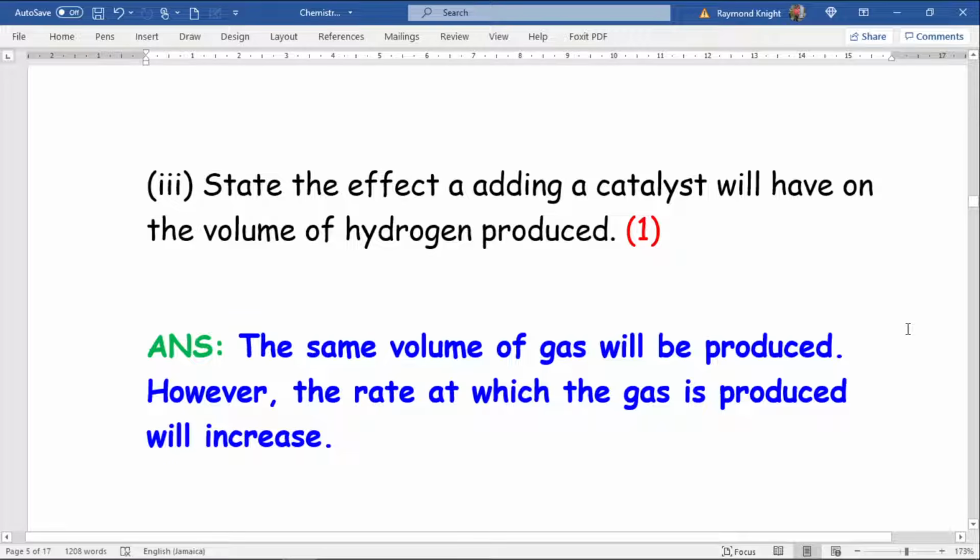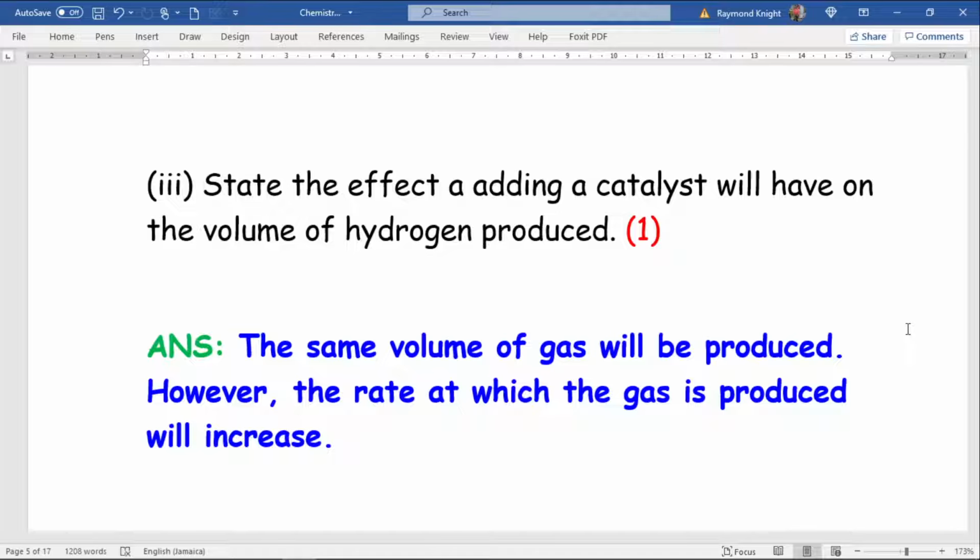For part 3, it says state the effect of adding a catalyst on the volume of hydrogen produced. Again, the volume will not change. The overall volume produced will not change, simply because once all the acid is used up in the reaction, no more gas can be produced.